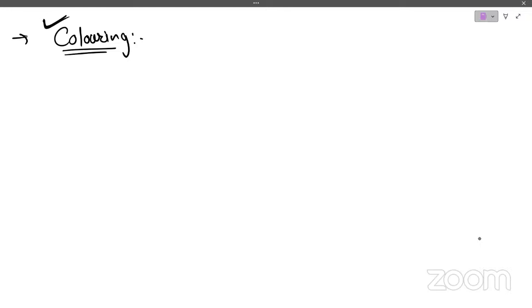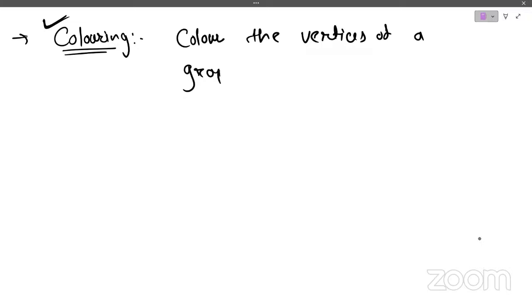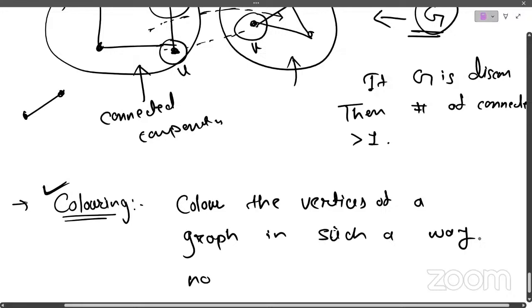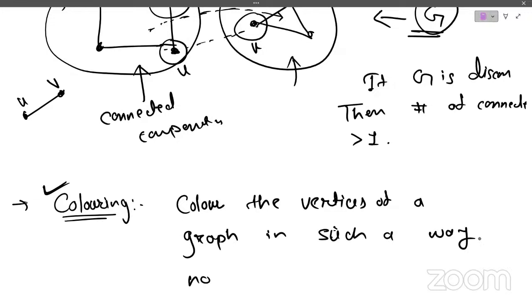For example, in coloring, what you have to do is color the vertices of a graph in such a way that no two adjacent vertices. What do you mean by adjacent vertices? If there is a single edge between any two vertices U and V, I say that these two vertices are adjacent. This is what is meant by adjacent vertices. Adjacent means just neighbors of each other. If there is an edge between two vertices, we say that these two vertices are adjacent.